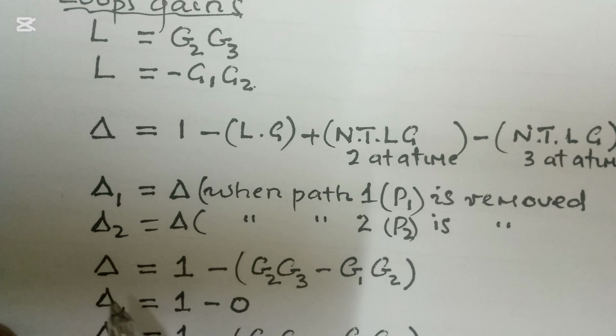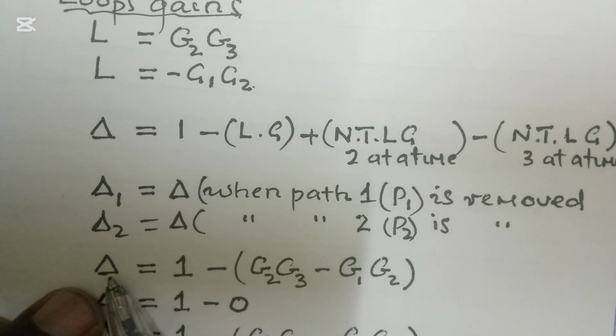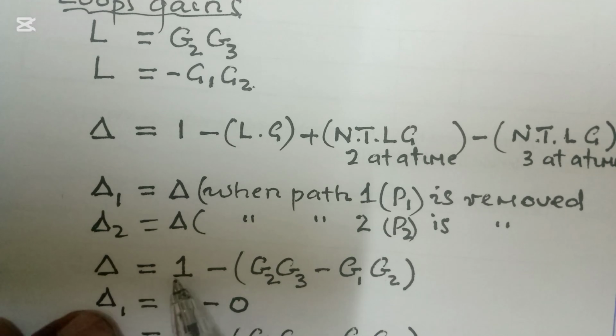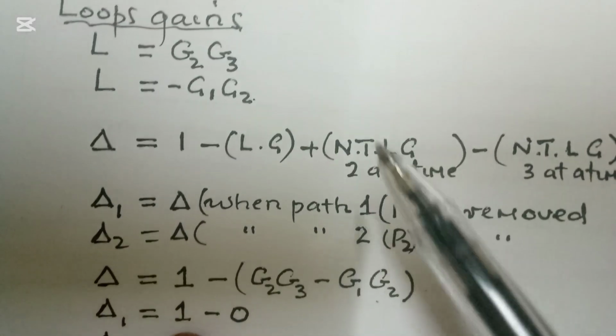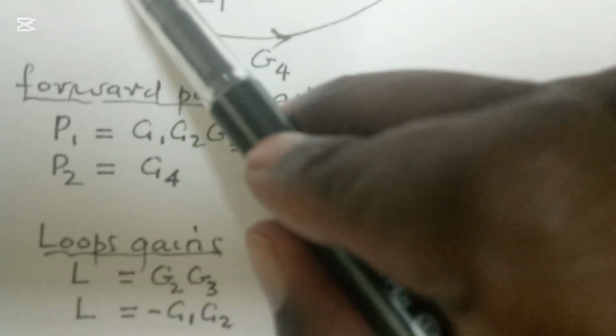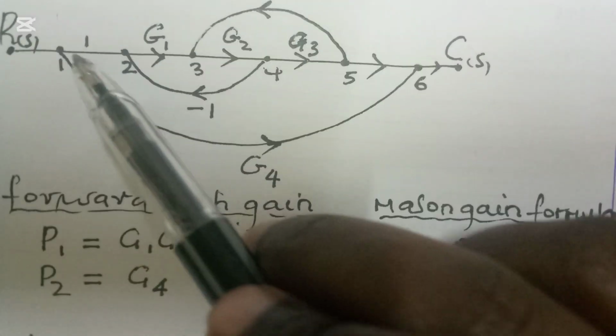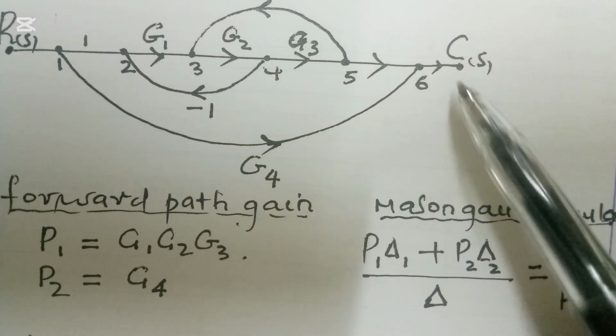Coming now to the delta, guys, we should have started with the delta, where we have 1 minus the loop gains. The loop gains are actually here. So that one we have done. Then for the delta 1, we have 1 minus 0, where we are saying if we remove path 1, we will have no loops left. And so therefore it will be 0.